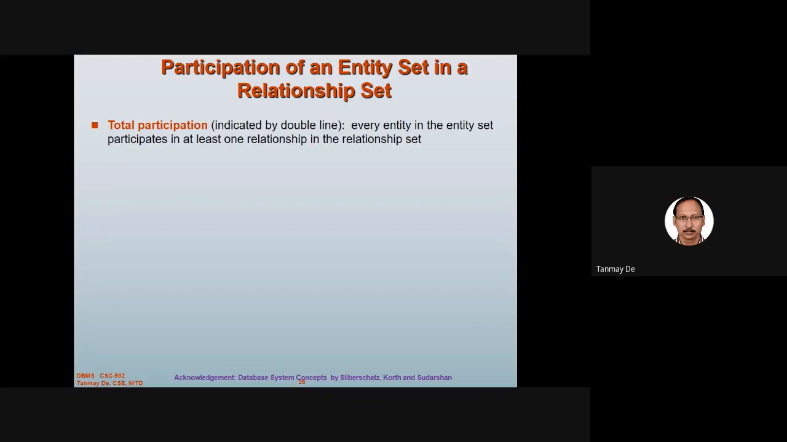For example, customer and loan. What is the relationship set? Borrower. Or maybe customer and account. Customer is one entity set, account is another entity set. What is the relationship set? Depositor. So in the customer entity set, there are a number of customer entities. Similarly, in the account entity set, there are a number of account entities.